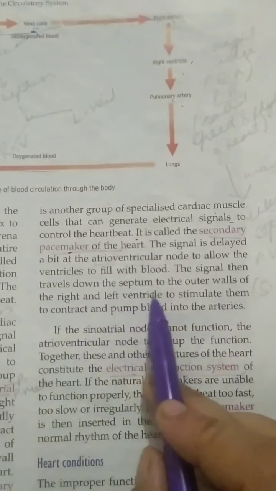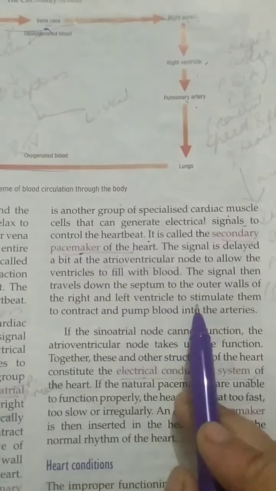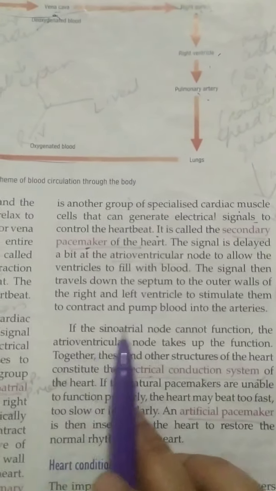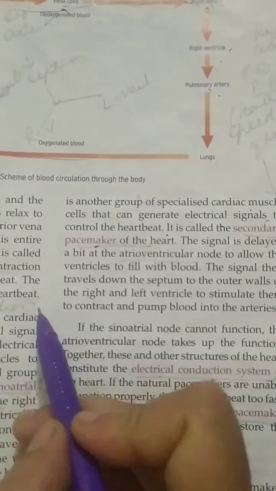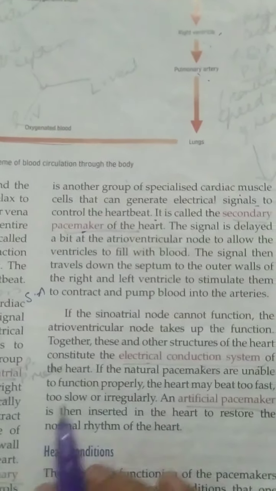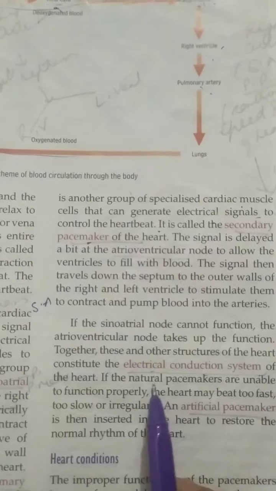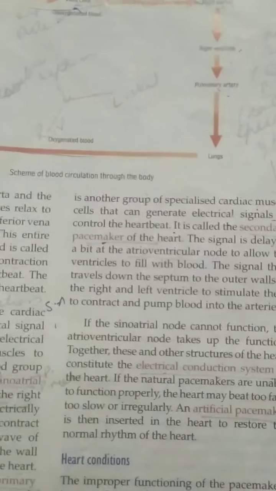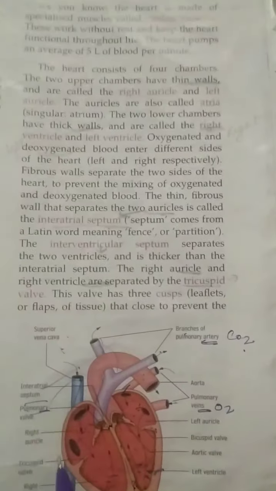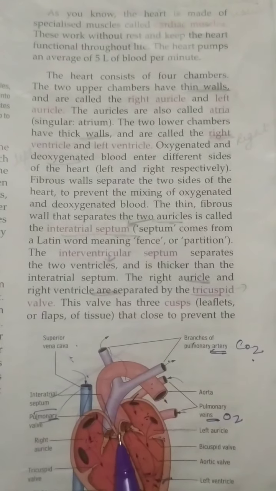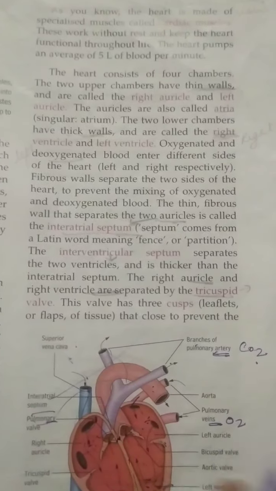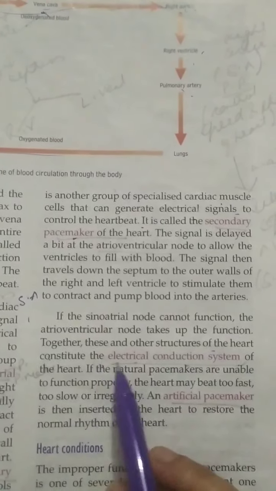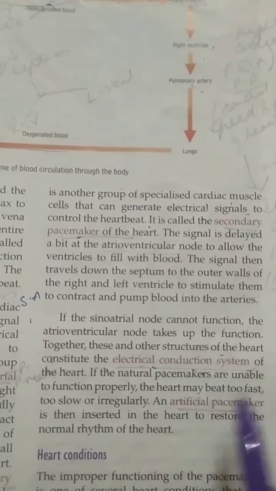The signal then travels down the septum to the outer wall of the right and left ventricles to stimulate them to contract and pump blood into the arteries. If the sinoatrial node cannot function, means if the SA node is not able to function, its work is taken over by the AV node. Means if this signal is not working and not giving the signal to the AV node, then also the AV node can work. Together, these and other structures of the heart constitute the electrical conduction system of the heart.